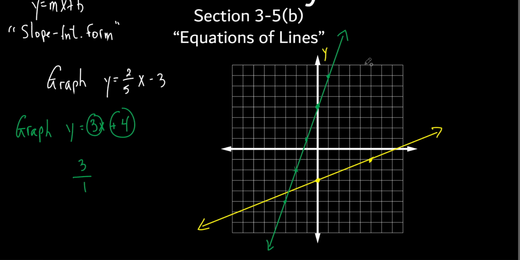All right. So that's the beauty of the slope-intercept form, because you really didn't have to do any math, did you? All you had to do was look at it and say, oh, that's the y-intercept, bang, put a point right there at 4. That's the slope, 3 over 1. So I rise 3, run 1, bang, put a point right there. Connect them, and you're done. That's all there is to it.